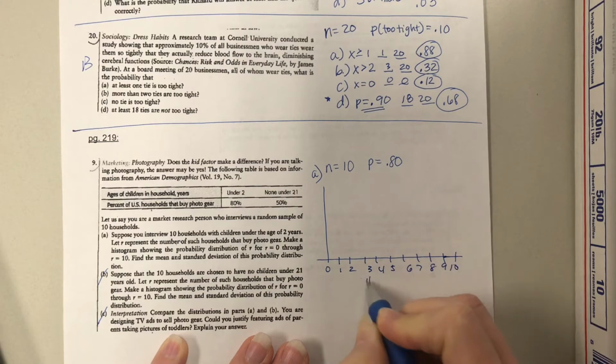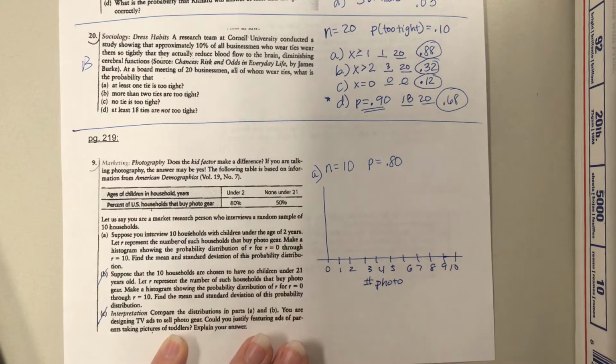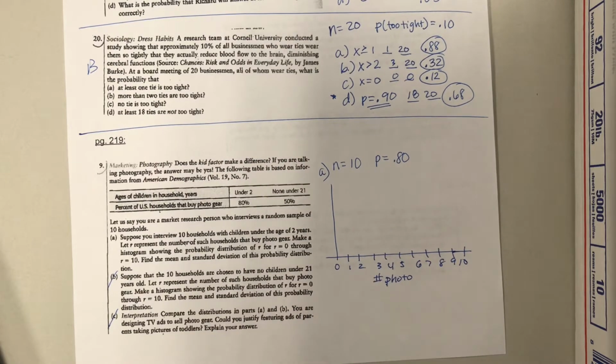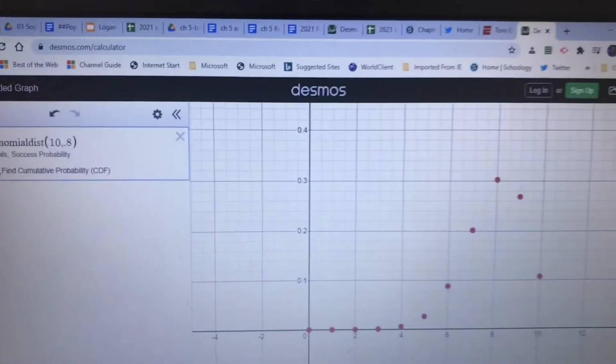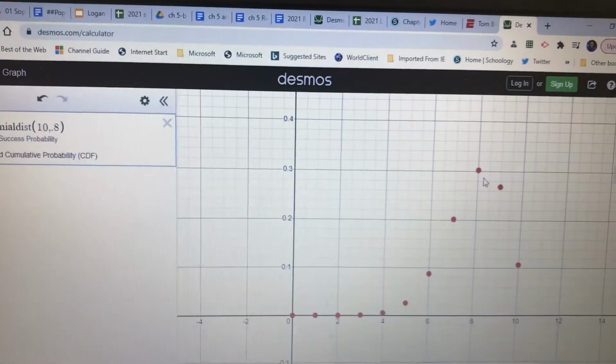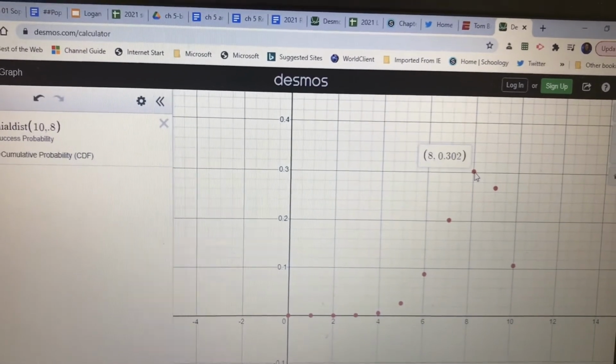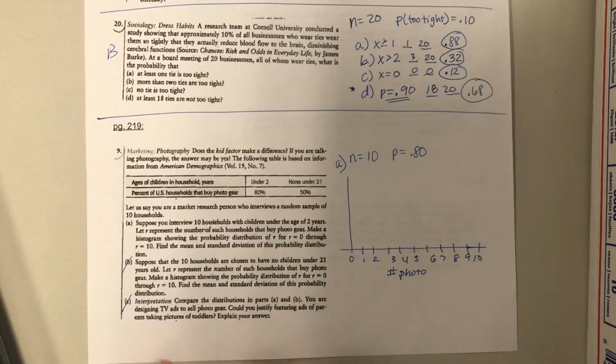And this is the number of people who buy photography. That's what this is about. So you can kind of label whatever it is you're talking about. Over here is going to be the probability. Well, I'm going to type it into Desmos first. Okay, so I did my 10 and my 0.8, and then see my highest dot is at about 0.3.